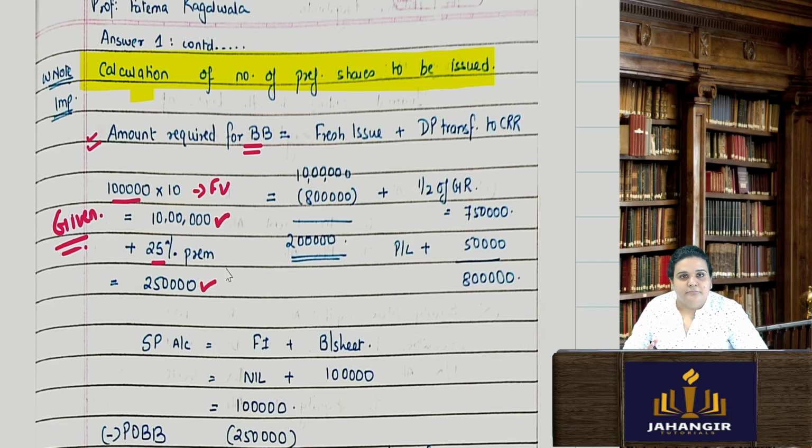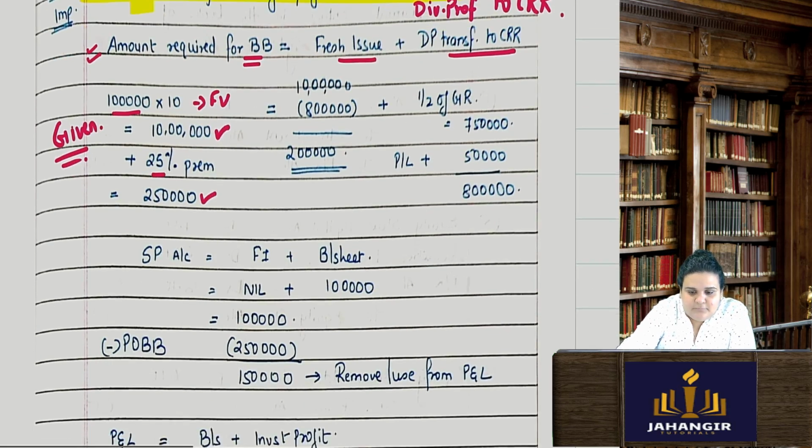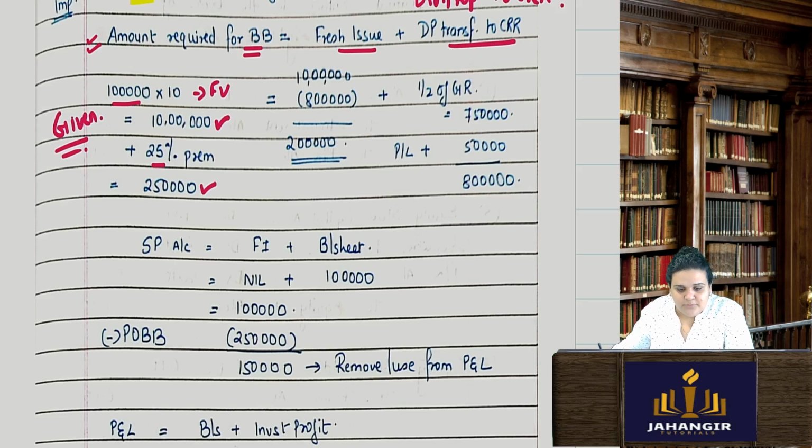Am I clear over here? Okay. Now I am doing the buyback with the help of fresh issue plus DP transfer to CRR. DP transfer to CRR means divisible profit transferred to CRR. Why? Because I am using my reserves and surplus also. Okay. So I do not know my fresh issue amount. They are saying first utilize your reserves. ठीक है. How am I supposed to utilize the reserves?